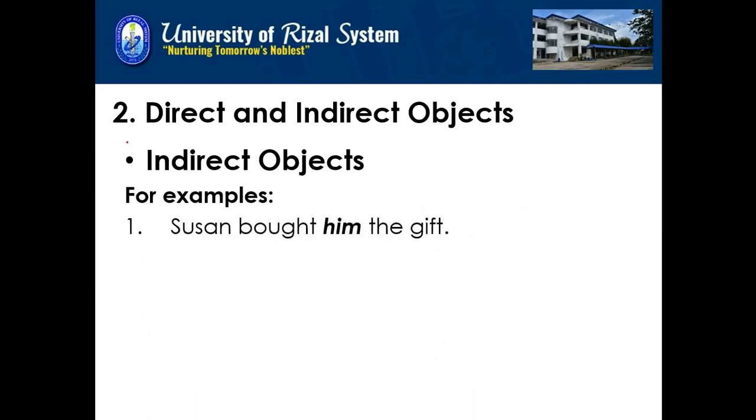For example, Susan bought what? The gift. Okay? Susan bought him the gift. So him here is our indirect object. And the gift here is our direct object. So, tingnan nyo ang arrangement ng sentence. So, lagi at laging the indirect object is always placed in between the verb and the direct object.